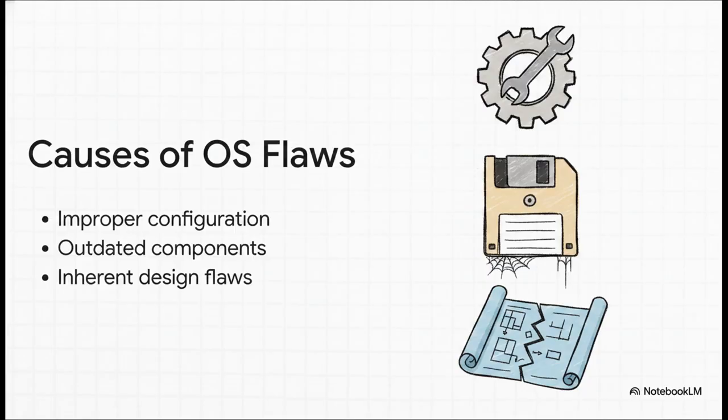So, how does that foundation get weakened in the first place? Well, it generally comes down to three main culprits. First, improper configuration, meaning someone simply set the system up wrong and left a glaring inherent opening. Second, outdated components. Think about the massive Equifax breach a few years back. That was, at its core, just an unpatched, aging piece of software. Crazy, right? And third, inherent design flaws. These are mistakes literally coded into the system's design from day one.